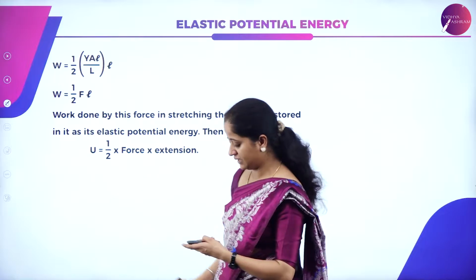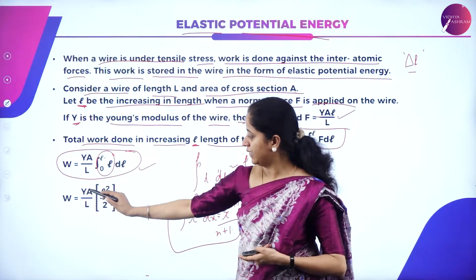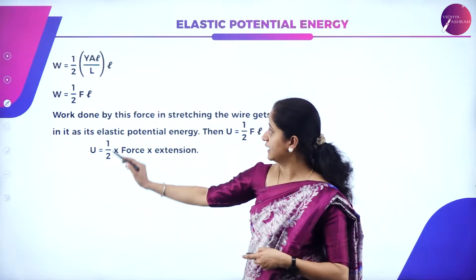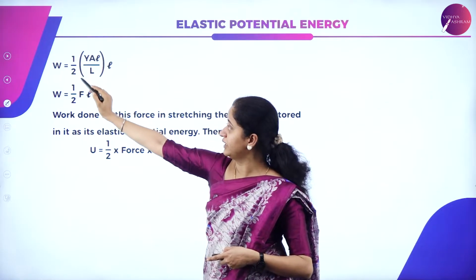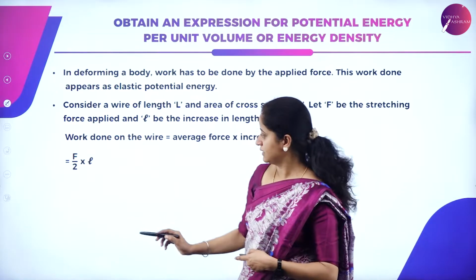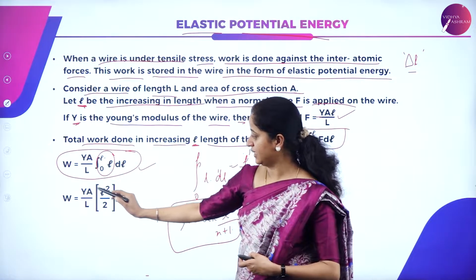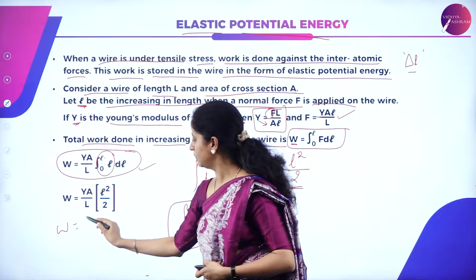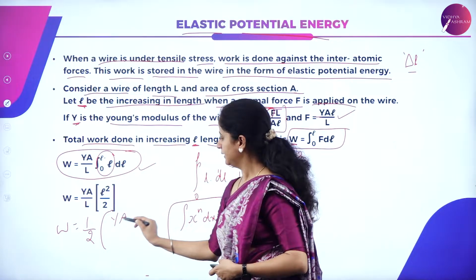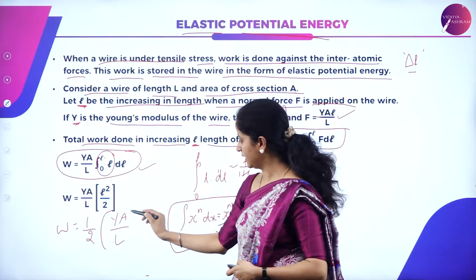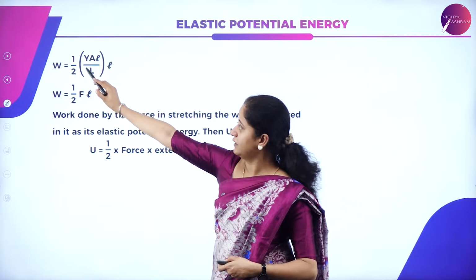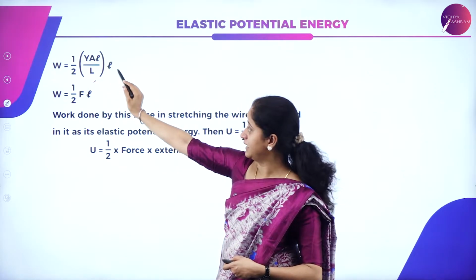Now it can also be written as, see here, YAL into L square divided by 2 can also be written as W is equal to half into YAL divided by L. How did we get this? Look at this, I have half here, so I can write it as W is equal to half into YA divided by L. I have L square here, so one L I can write here. So you'll get half into YAL divided by L into L.